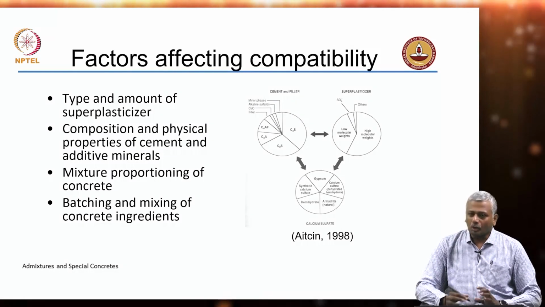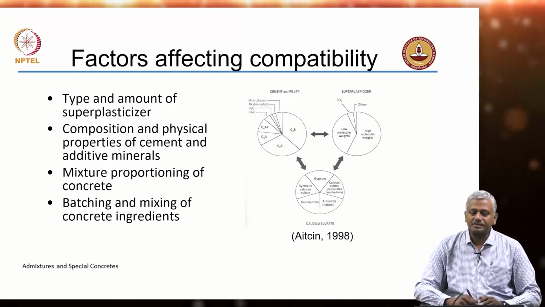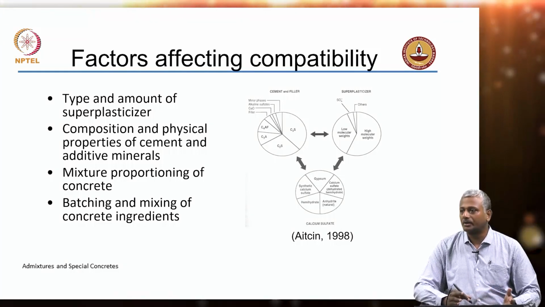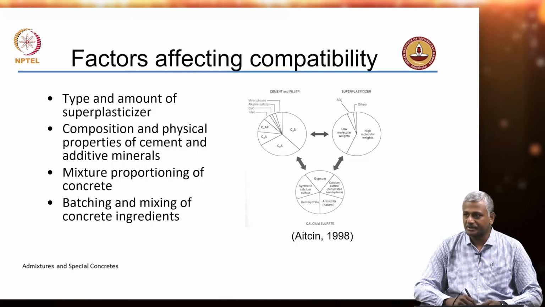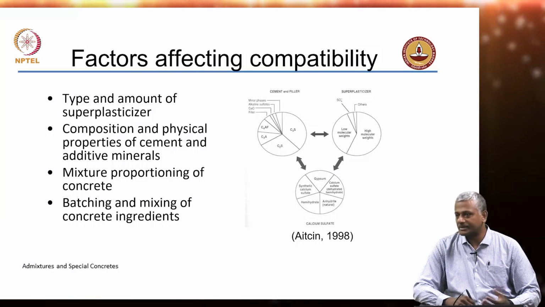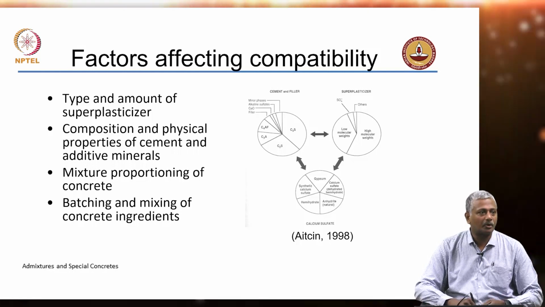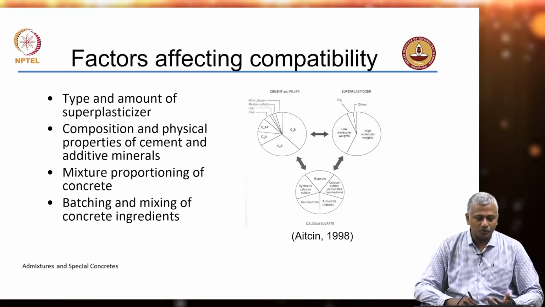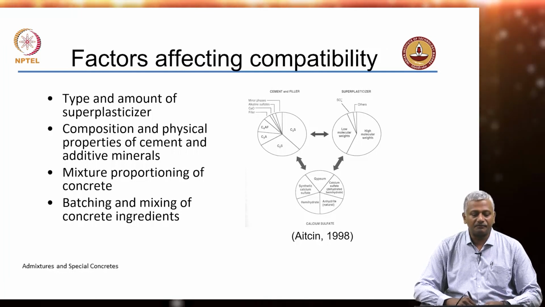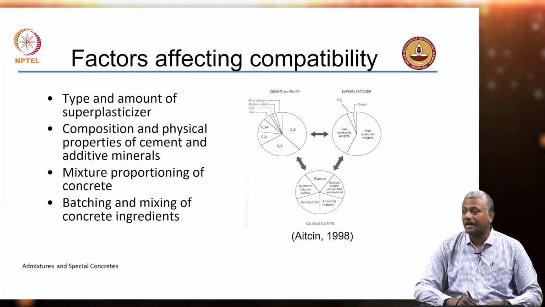So, we have talked about some of these aspects, but let us take an entire look at the factors that can affect compatibility of the cement and superplasticizer. Of course, the type of superplasticizer, whether it is a sulfonate or a polycarboxylate, all of that could have an effect on the compatibility, that is one thing. The composition and physical properties of the cement and the additive materials.